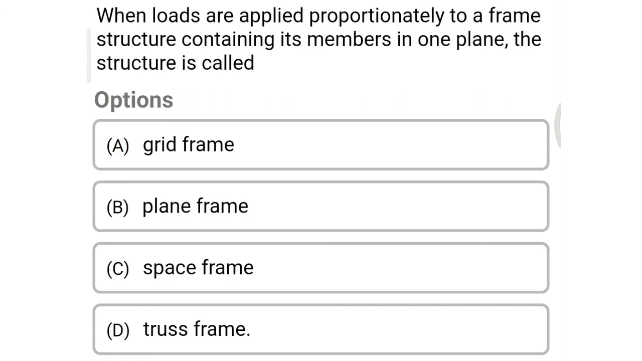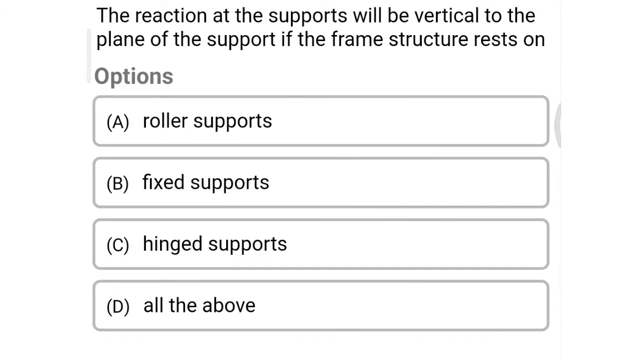So next question: when the loads are applied proportionally to the frame structure containing its members in one plane, the structure is called: option A, grid frame; option B, plane frame; option C, space frame; option D, truss frame. So the correct answer is option C, space frame. So next question: the reaction of the supports will be vertical to the plane of support if the frame structure rests on: option A, rolled supports; option B, fixed support; option C, hinged support; option D, all the above. So the correct answer is option D, all the above.